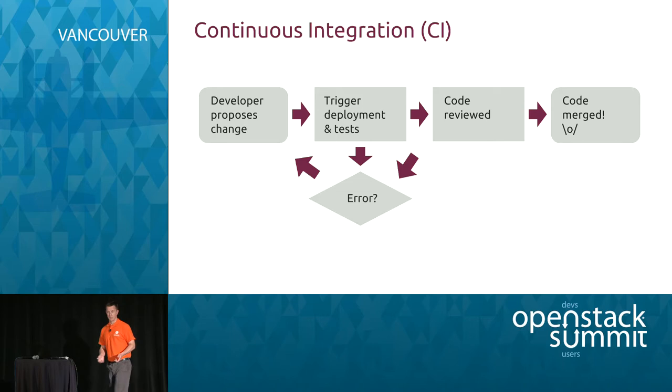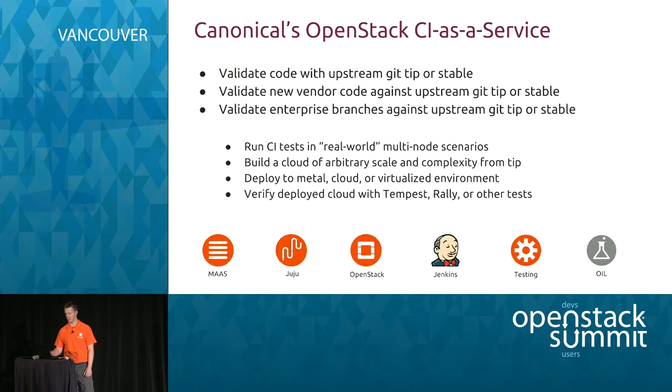But it's not limited to Tempest. I'm running Tempest, but there's also Rally, and I know a lot of companies have their homegrown tests too. So it's flexible in that respect. The whole idea here is obviously to catch bugs early and often and run with the latest and greatest code. If you want, you can deploy from stable releases or master. So that's an option.